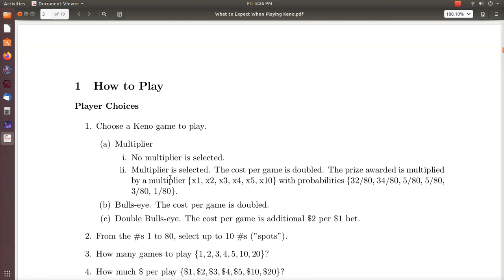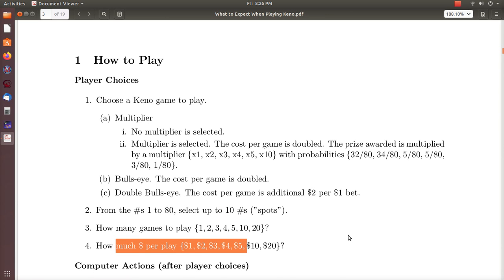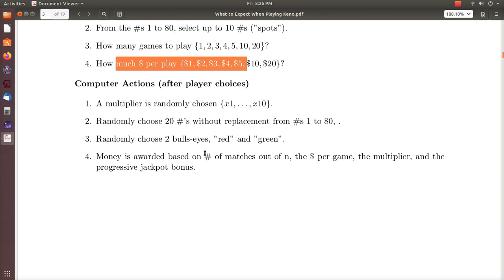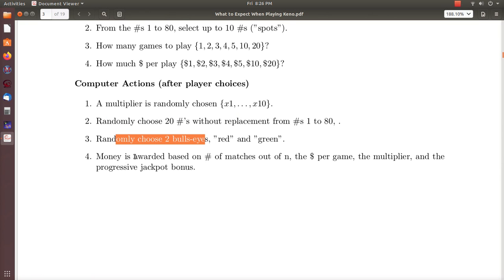So, briefly, how to play: you pick the bullseye selection. So the money you spend per game is doubled. So if it's a $1 game and you select bullseye, you have to pay $2 per game. You select up to 10 numbers from a list of 80, how many games you want to play and how much money per game you want to play. Then the computer randomly picks a multiplier, randomly chooses 20 numbers, randomly picks 2 bullseyes of the 20 numbers, and then money's awarded based on the number of matches out of n, how much money per game you have bet, the multiplier, and the progressive jackpot bonus.